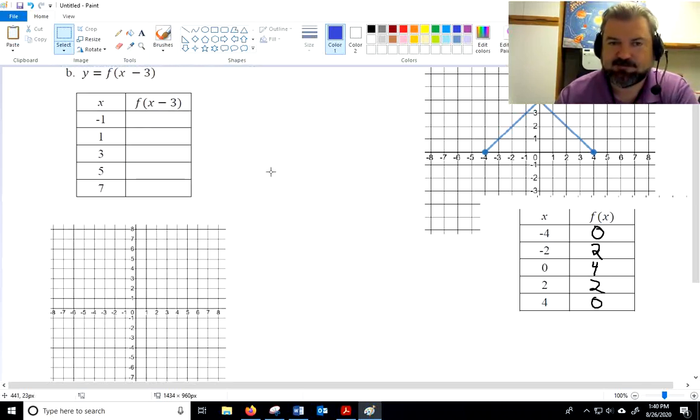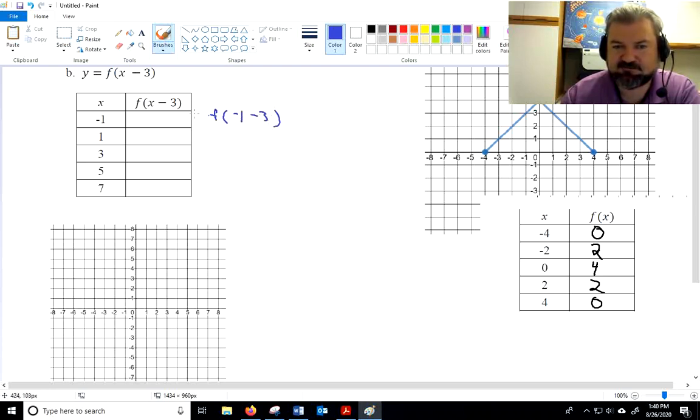Now this time the x values are going to be subtracted by 3. So with an x value, and I've given you the x values here, I want you to notice where I'm getting them from as I'm adding 3 to these numbers here. So -1 plugged in here would give me, and I'll just show the work for a couple of these, f of -1 minus 3, because I'm replacing x right here with -1. Well, that equals f of -4. But we know what f of -4 was. f of -4 was 0.